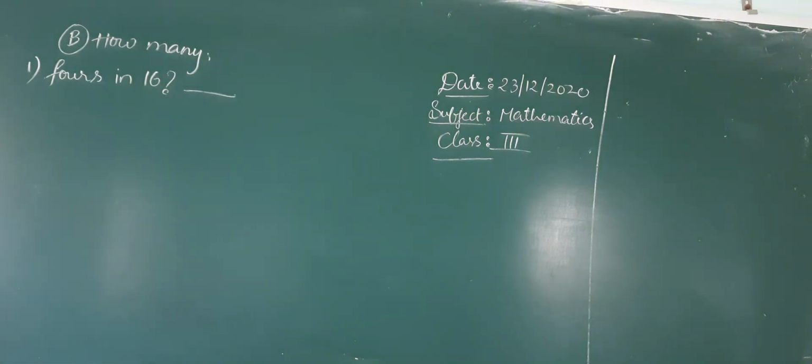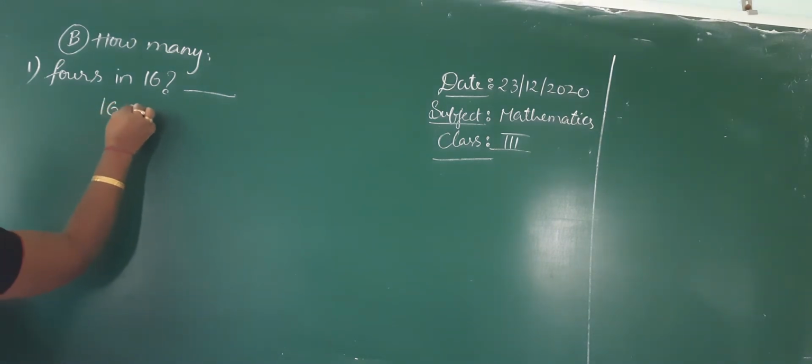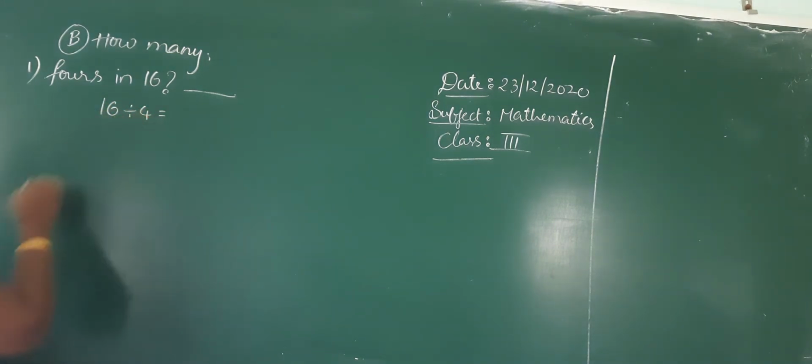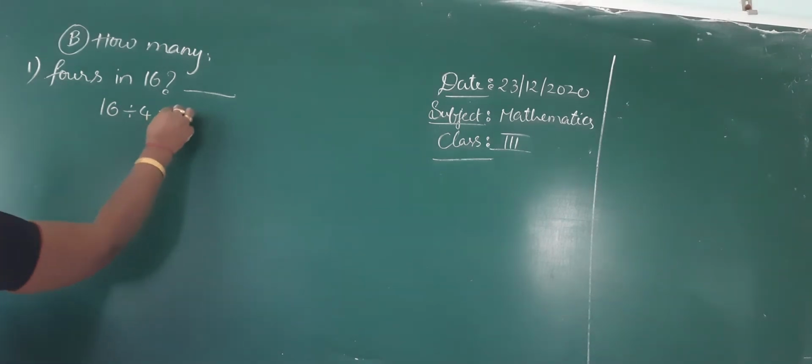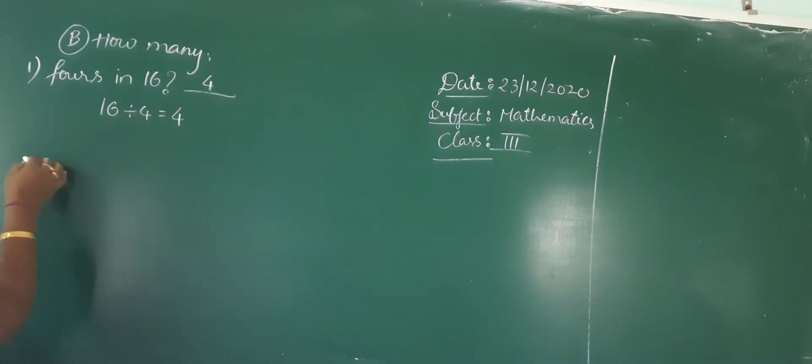That means if you divide 16 by 4, you will get that answer. So 16 divided by 4. In the 4 table, when it comes to 16, children, once repeat the 4 table. 4 ones 4, 4 twos 8, 4 threes 12, 4 fours 16. So 4 times it comes, 4 fours 16.